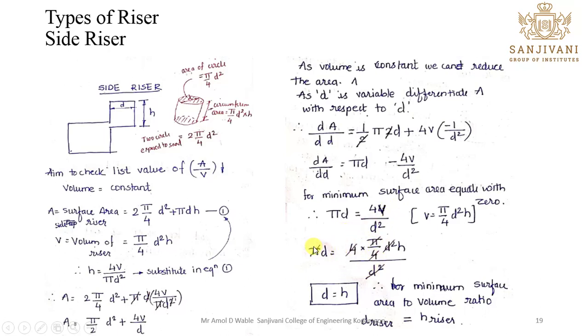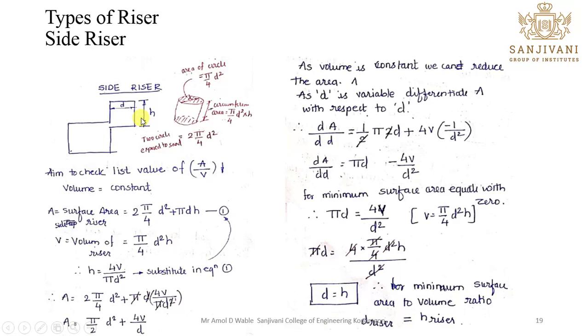So here pi will get cancelled, then 4 will get cancelled, d square will get cancelled. What remains finally? D is equal to h. So to achieve a minimum surface area to volume ratio, the diameter of the riser should be equal to the height of the riser. So this condition is used for a side riser.